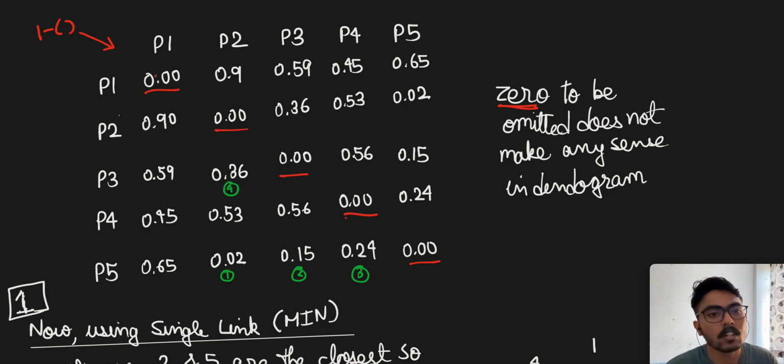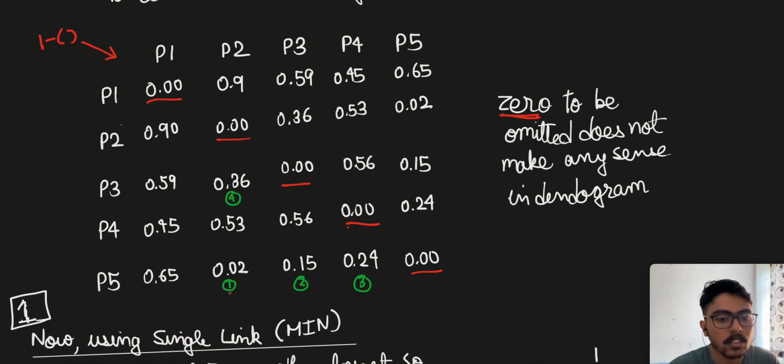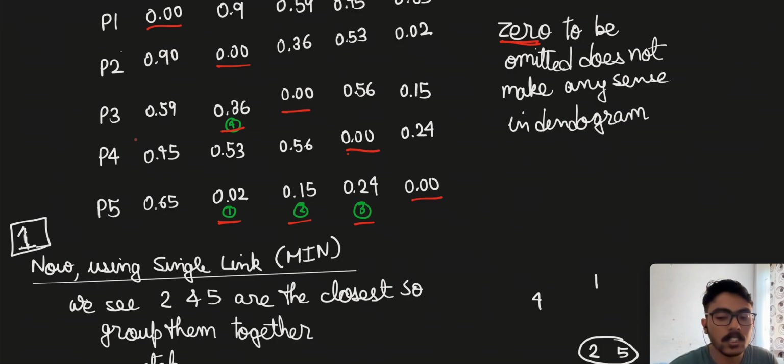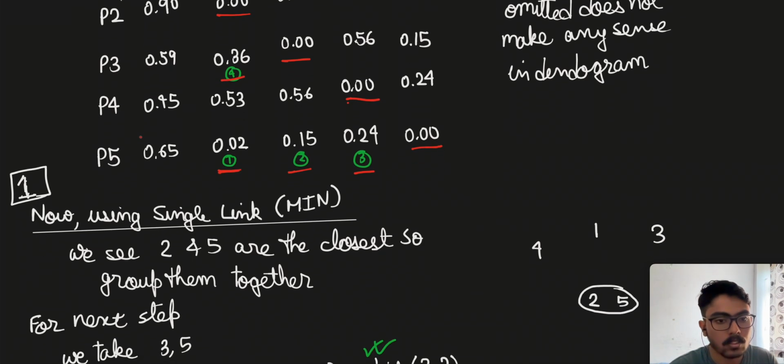To solve the problem in a more efficient manner, we must mark the distances in ascending order. 0.02 is the minimum in the entire table, so it is 1, then 0.15, then 0.24 and then 0.36, right? So all these four. Now using single link. Single link means we will consider the minimum distance of a point from the cluster. This is the meaning.